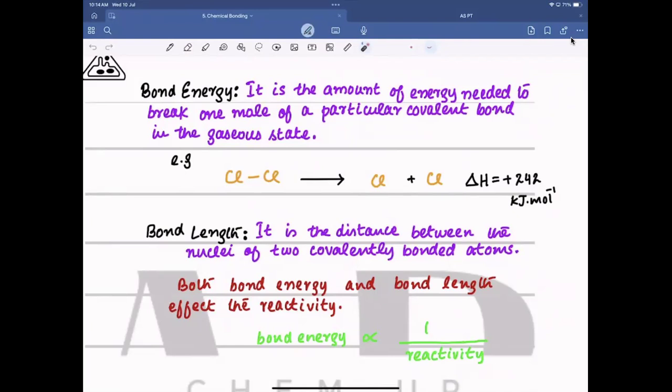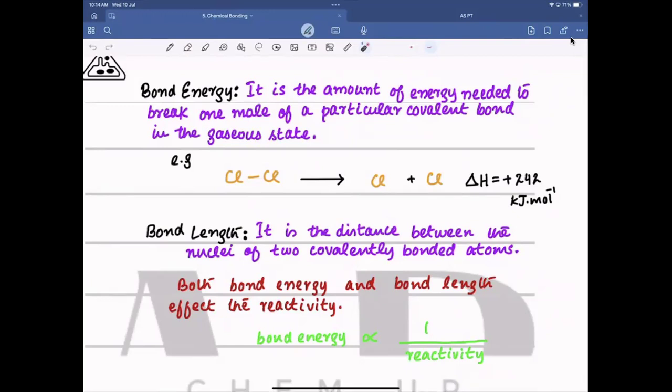It has a lower bond energy. It's a simple thing. For example, if you have a smaller stick, you need more energy to break it. But if you have a longer stick, you can break it easily, right? Yes, sir. So it needs a lesser amount of energy. So it means it is more reactive.